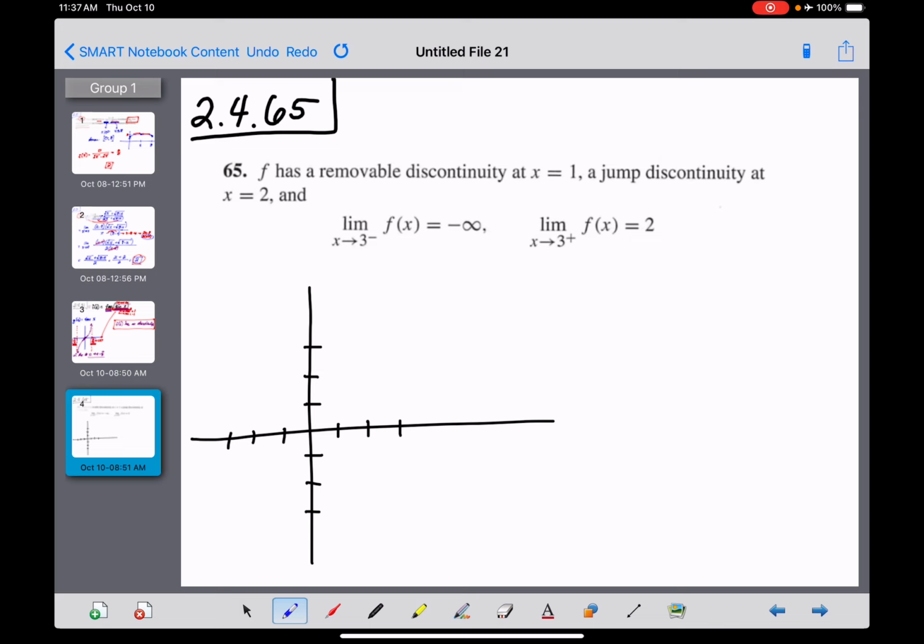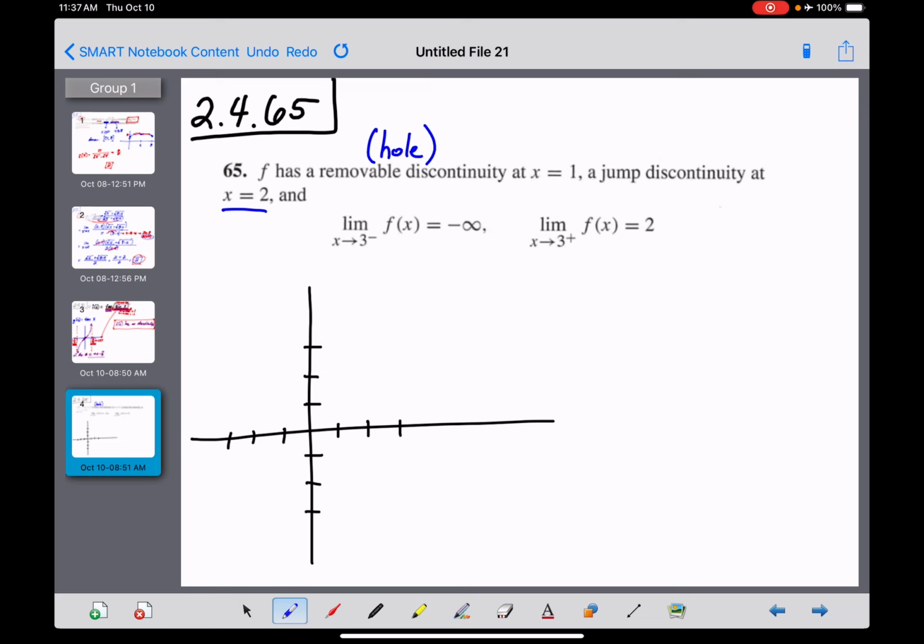First thing they're telling us as I read the directions is that f has to have a removable discontinuity at x equals 1. Now remember, guys, a removable discontinuity is one that we would just consider to be a hole. So we've got a hole at x equals 1, a jump at x equals 2, and then we've got this information about what's happening at x equals 3. So there's a lot going on here.